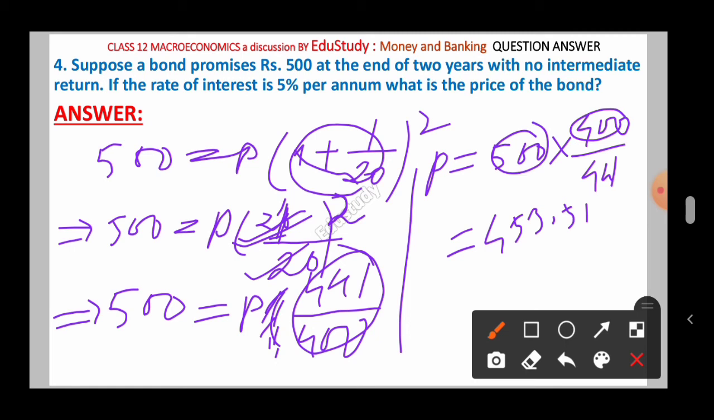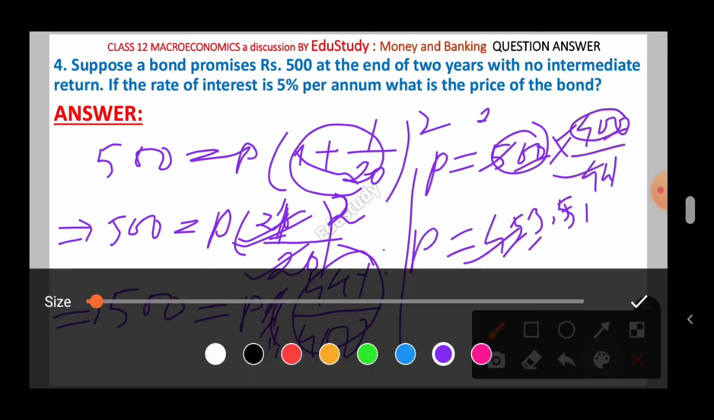Here you will find 5 into 4 into 20, and how many zeros here? 2, here 2, so 4 zeros, and 4 plus 20 is 1, that is 2 lakh. You will find 2 lakh by 441, and then 2 lakh should be divided by 441, then you will find this value, 453.51, and this is the value of P. Therefore P equal to this one.